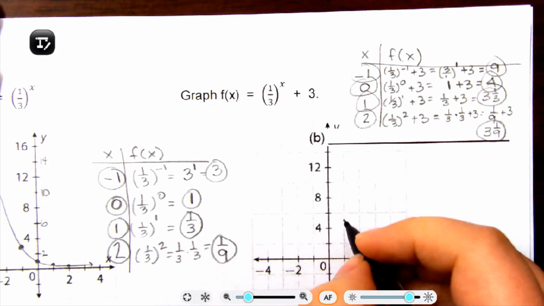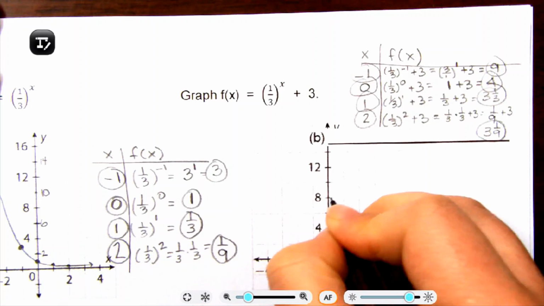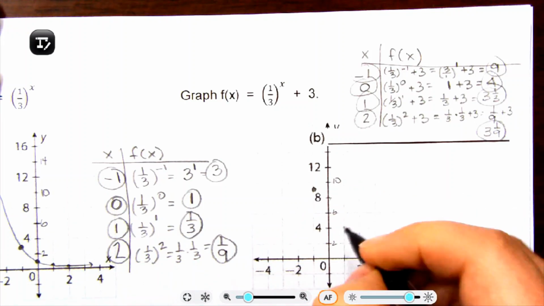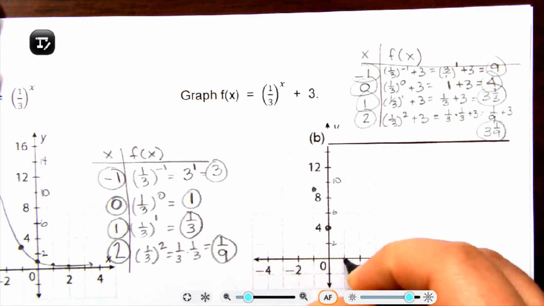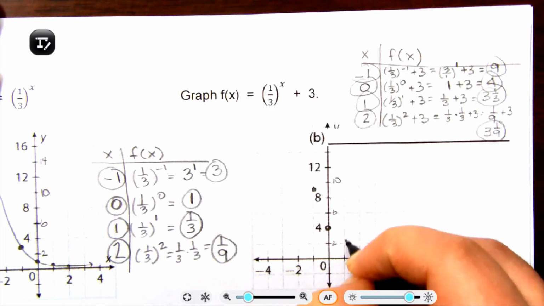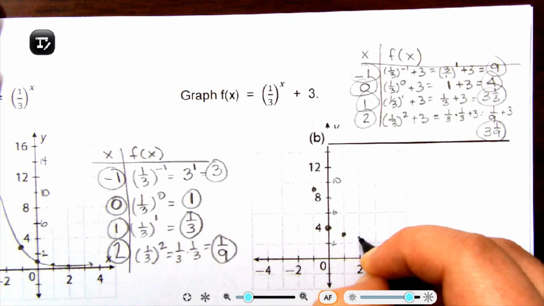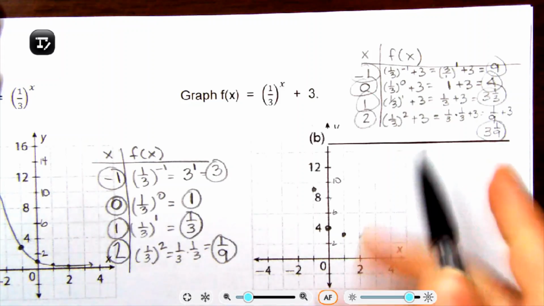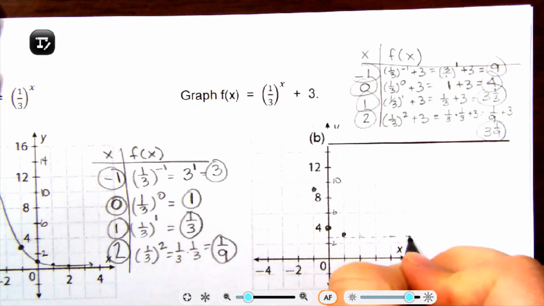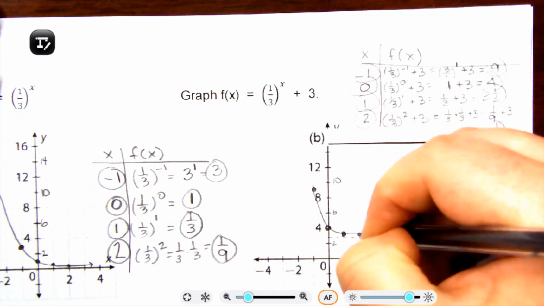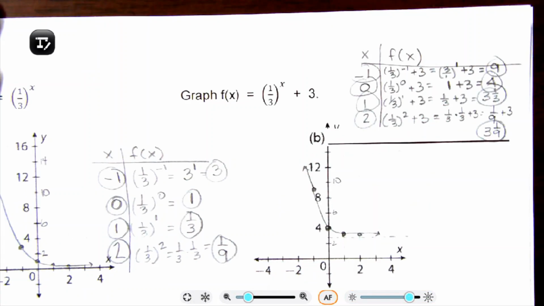So let's graph. -1, again, this is 2, 4, 6, 8, 10. So -1 is 9, so somewhere here-ish. 0 is 4. 1 is 3 and 1/3, so here's 4, so 3 is here, and 3 and 1/3 is somewhere here. 2 is 3 and 1/9, so it's going to be somewhere here. Again, if this is 3, we're getting super duper close to 3, but we're not actually touching 3. Here it is. So make sure there's a gap.